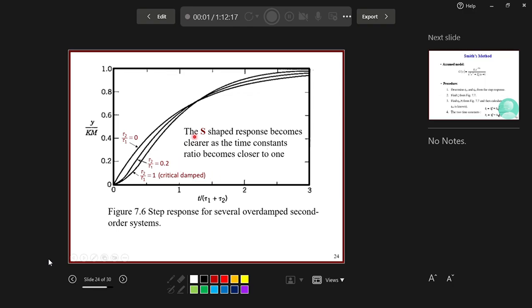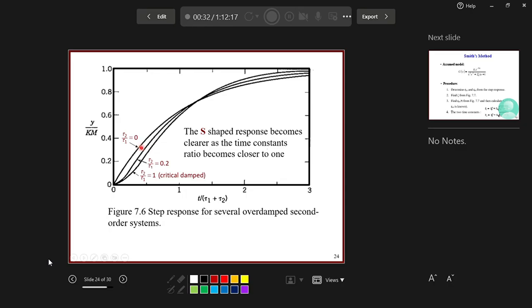Now, this is the curve showing the dynamics of a second order process for different values of time constant ratios. Starting with the case of tau 2 over tau 1 equal to 0, which means the value of tau 2 is very small compared to tau 1, or tau 2 is equal to 0. This is exactly similar to the first order system, where we have only one time constant.